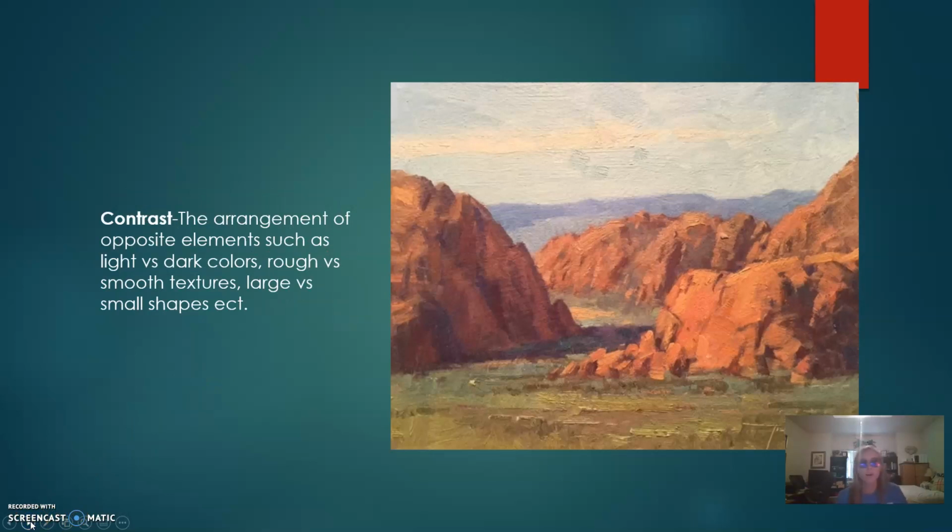Contrast is the arrangement of opposite elements such as light versus dark, rough versus smooth textures, and large versus small shapes. So here's the lighter color, and then here's the darker color, dark, light, big objects, small objects, and then the texture. See, there's different types of texture. Like this right here is a little smooth, and then this right here is more jagged. So I thought that was pretty cool.